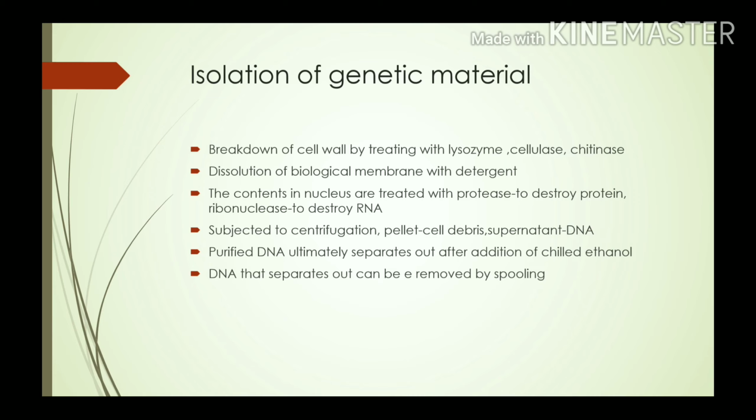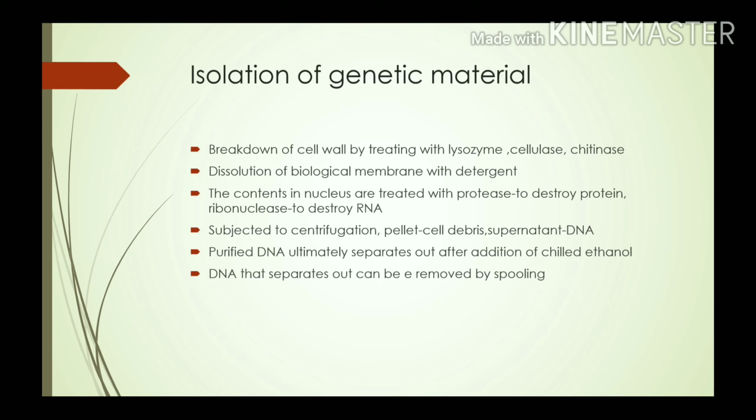Then it is subjected to centrifugation. Then we'll get two parts, pellet and supernatant. Supernatant is the upper part and pellet is the lower part, the bottom one. The pellet will contain cell debris and the supernatant contains the DNA.